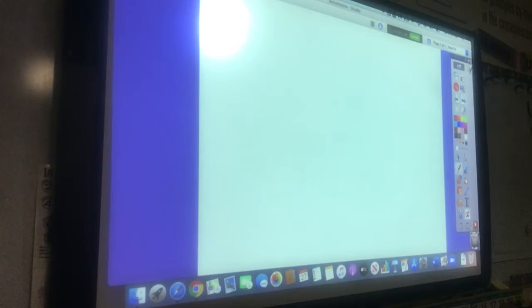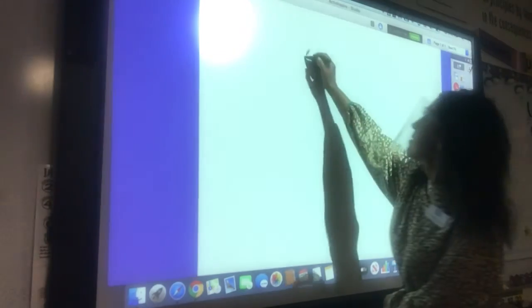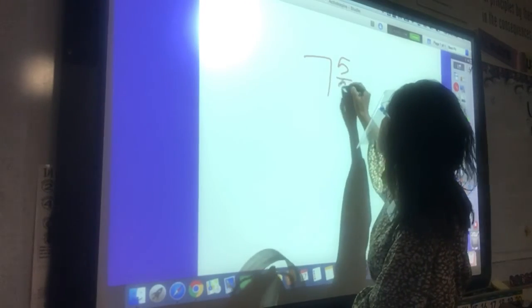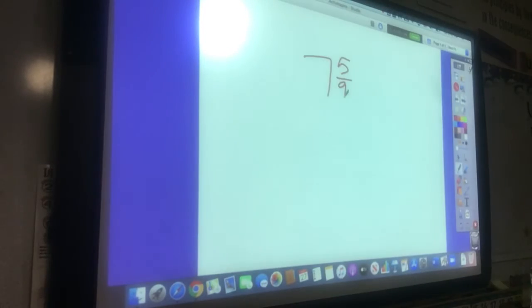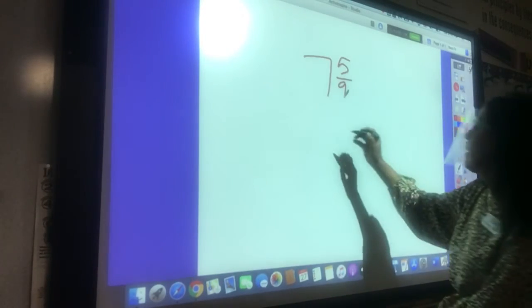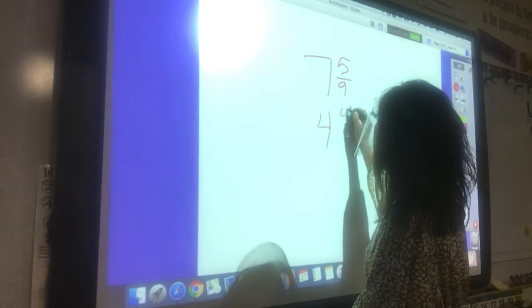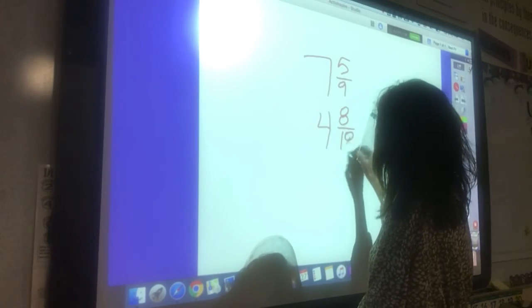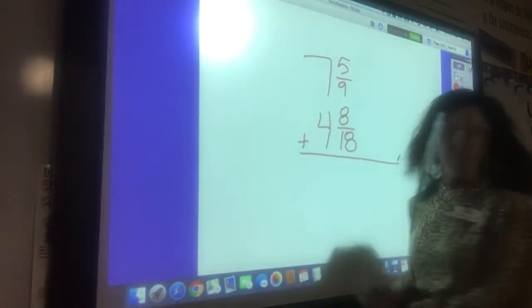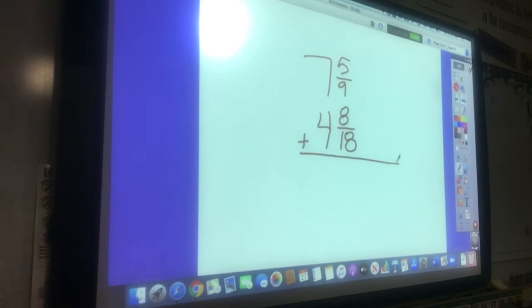Let's do 7 5/9. And we're going to add to it 4 8/18. 4 and 8/18. Okay, so first thing we need is a common denominator, and our numbers are 9 and 18. 9 and 18. So Maddie, what do you think?